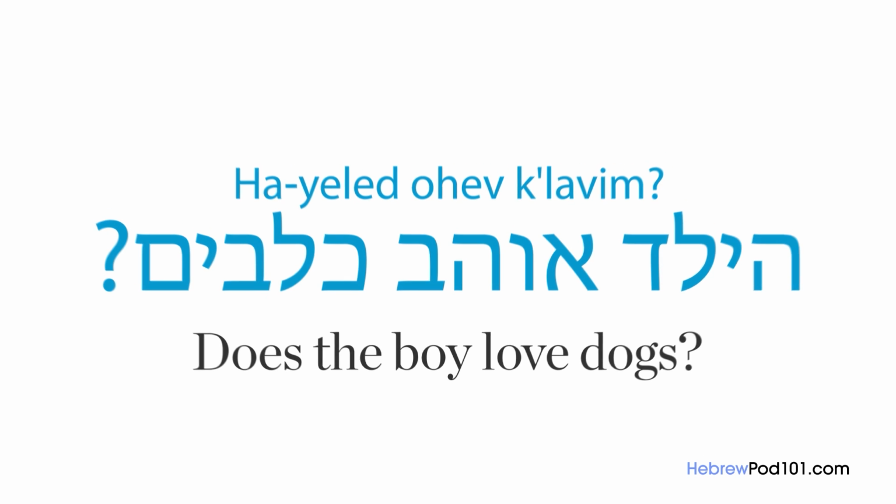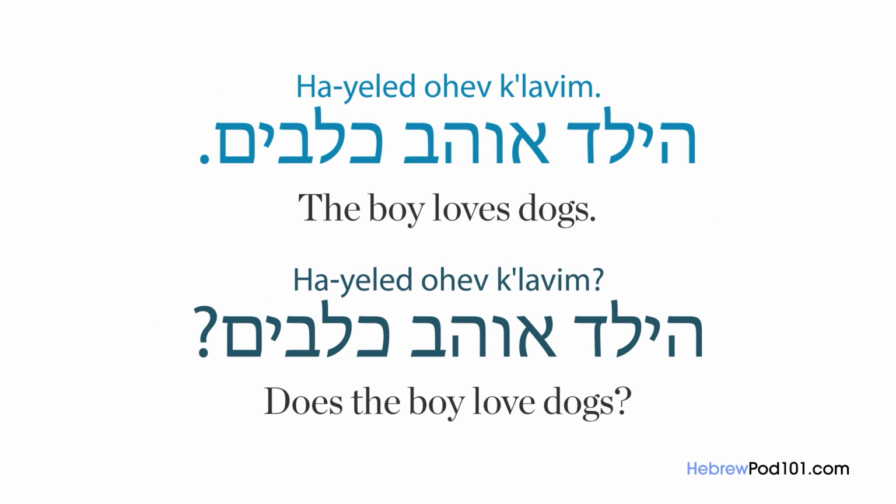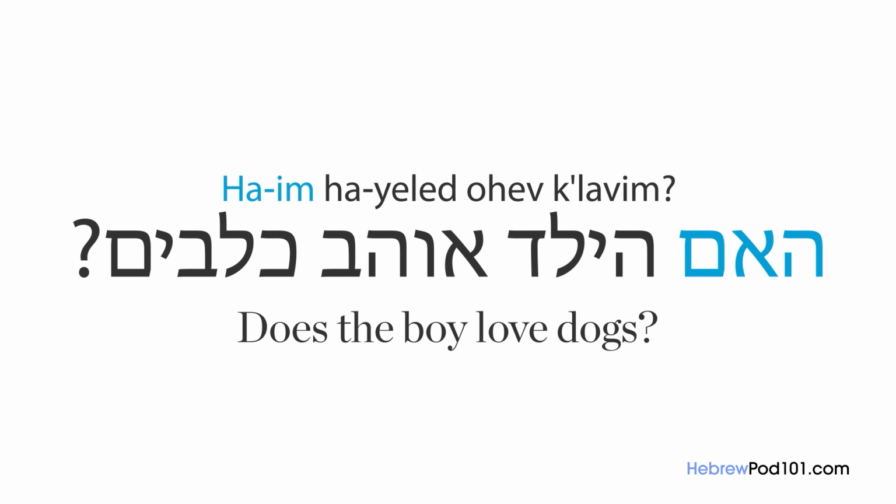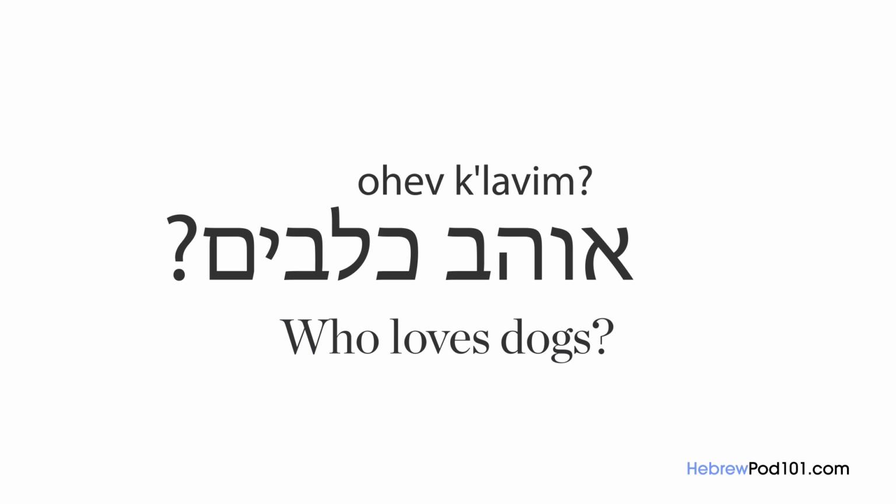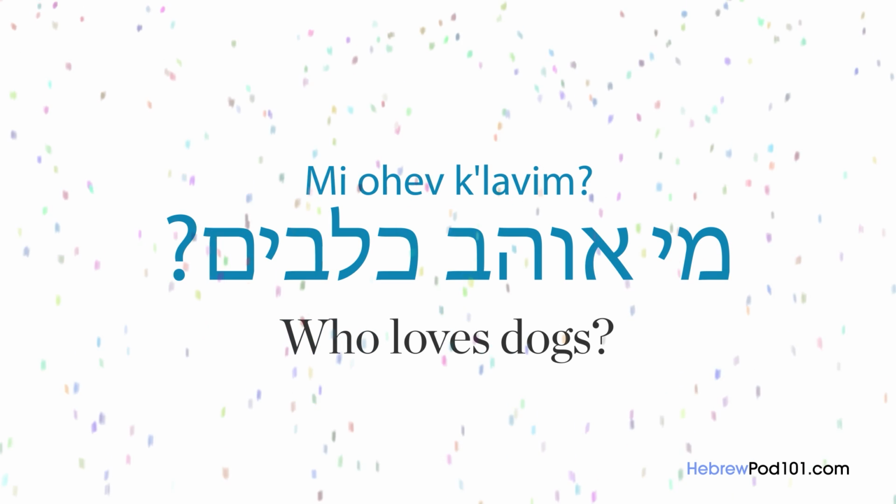הילד אוהב כלבים? Let's hear the difference between the normal sentence and the question. The normal sentence is הילד אוהב כלבים. The question is הילד אוהב כלבים? The formal way to ask this as a question is to add a word to the beginning of the sentence. But this way is not used very often in speech. You say האם before the rest of the sentence. האם הילד אוהב כלבים? If you want to ask who loves dogs, you replace the subject with the word for who. That word is מי. מי אוהב כלבים? Well done!